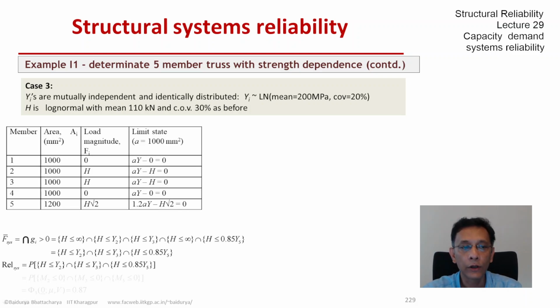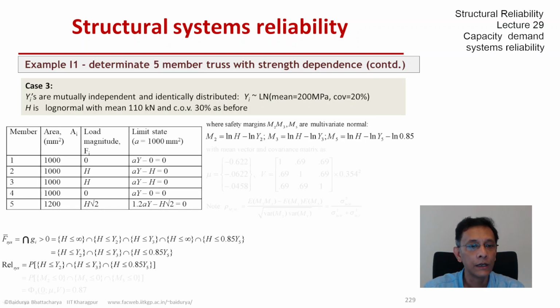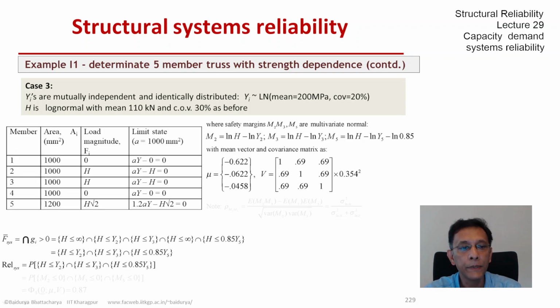But it's also true that h and y, they're all log normal, so we can guess that we are now looking at 3 dependent normal safety margins. So that gives us 3 safety margins in terms of M2, M3 and M5. M2 being defined as log of h minus log of y2 because we want to go to the normal space, and likewise for M3 and M5, and that lets us compute the mean vector of the m's and the covariance matrix of the m's.